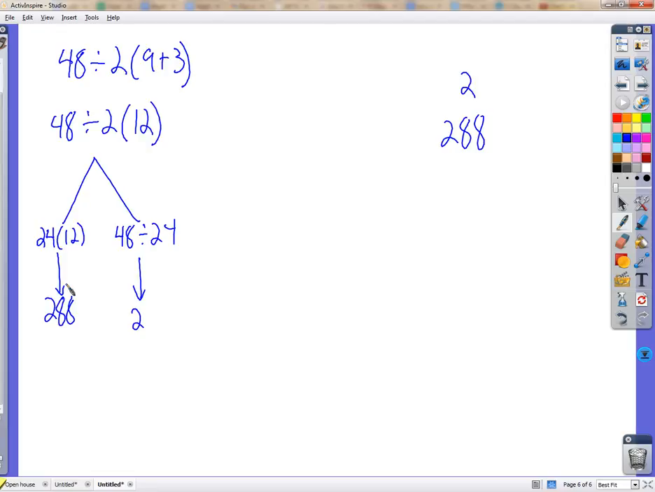I don't know what the word is in that. Non-ambiguity. To be clear of what you want, you need to be clear. So, what do they want you to do? Do they want you to do this first, and then, clearly, you would take the result of the parentheses and divide 48 by the result? Or did they want you to do this first, divide these two and then multiply the result by that result? What did they want you to do?